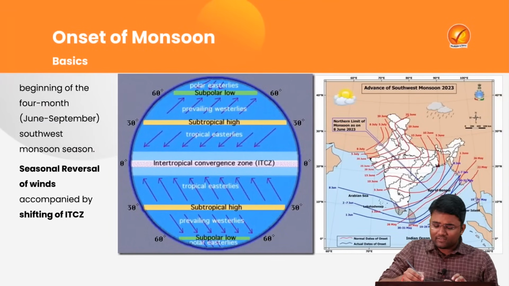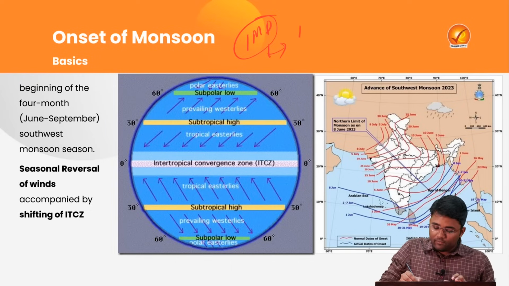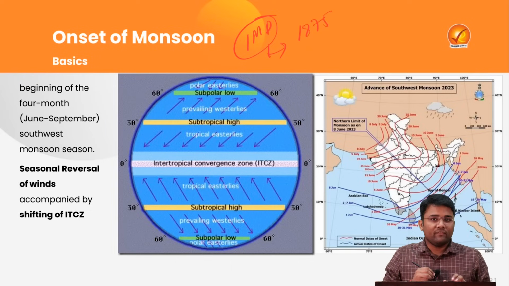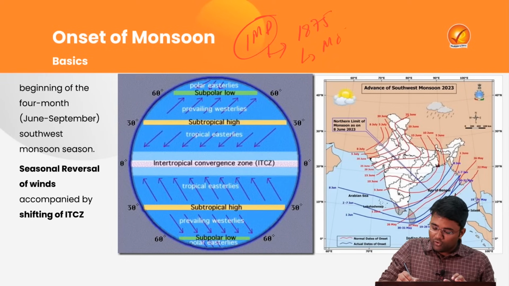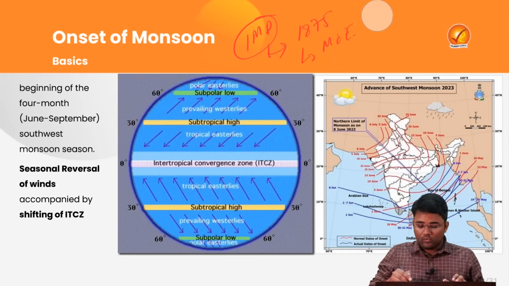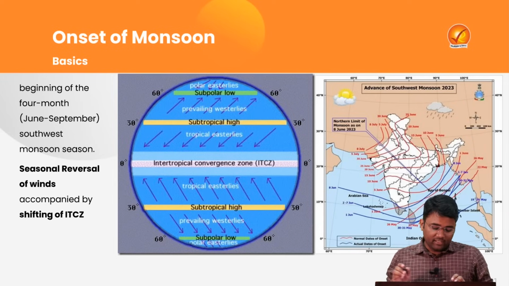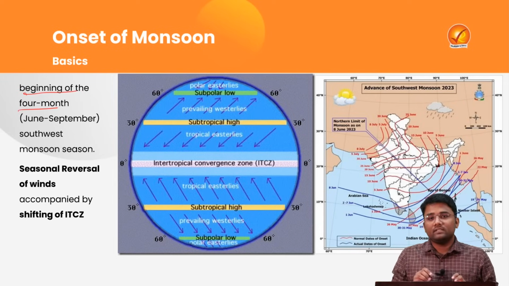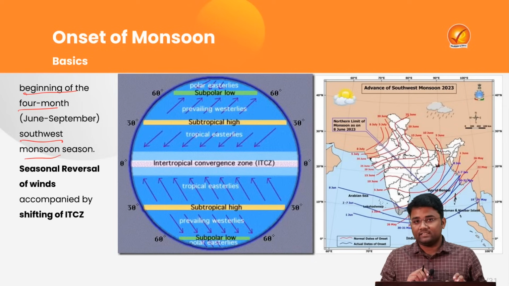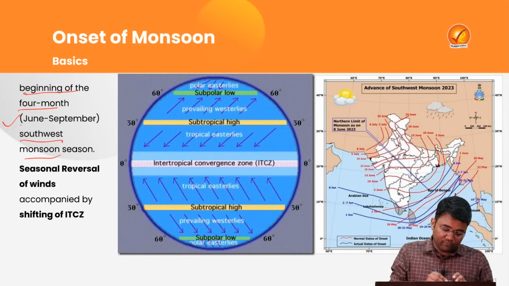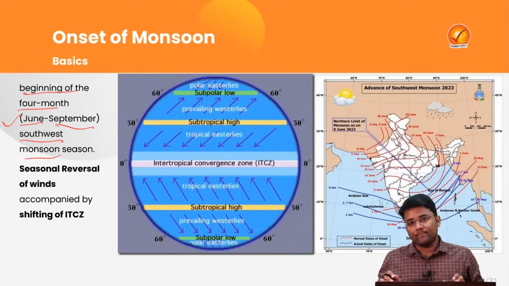Before starting, let's also learn about some basic things about the IMD. IMD was set up in the year 1875 and it comes under the Ministry of Earth Sciences. Now, what does onset of monsoon mean? It means the beginning of the 4-month southwest monsoon season, that is from the month of June to the month of September.